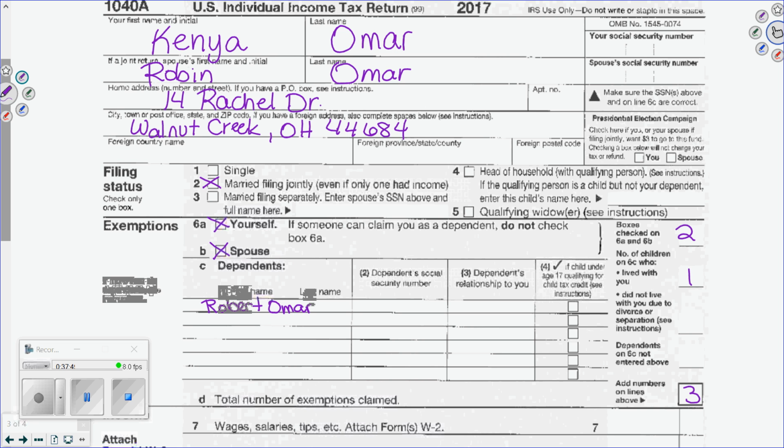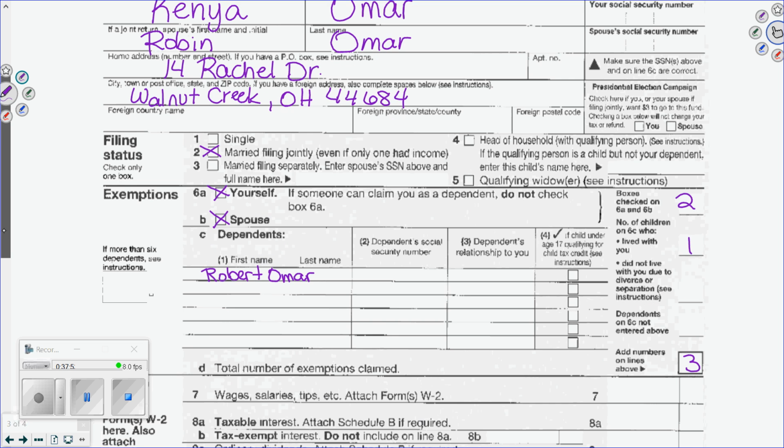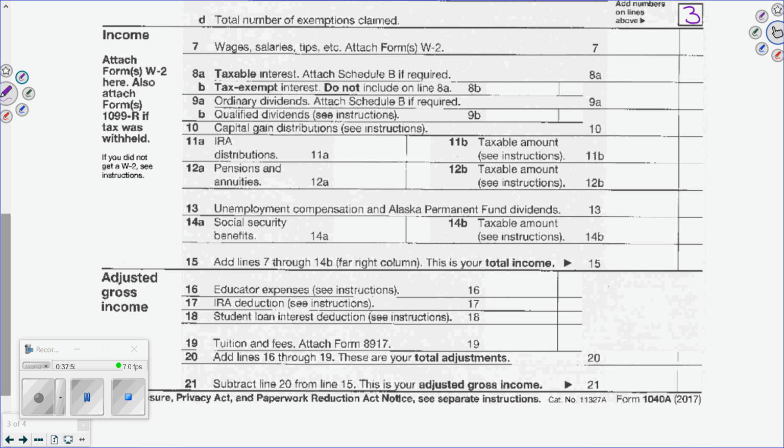All right, so total number of exemptions claimed, 3. All right, moving on into this form. Line 7, wages, salaries, tips, etc. Attached form W-2. What box did that come from on their W-2s? Box 1. Now, look at your notes back on, would have been the next slide, which I don't have pulled up right here now. But you have their 2 W-2s.